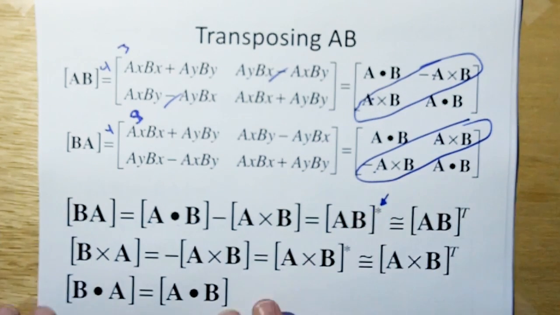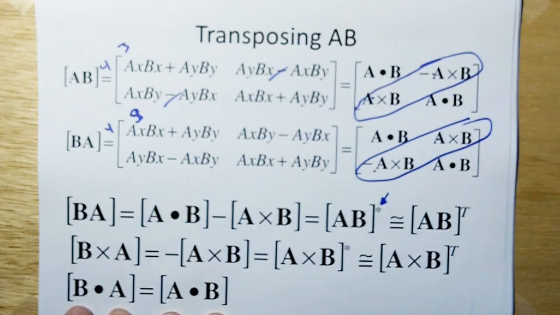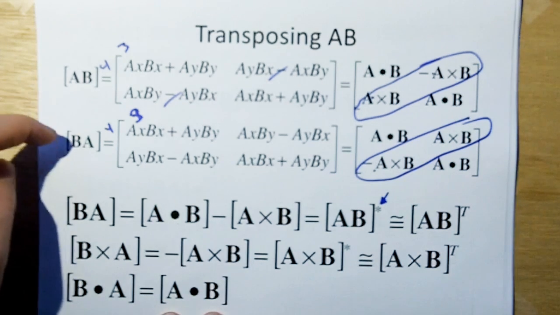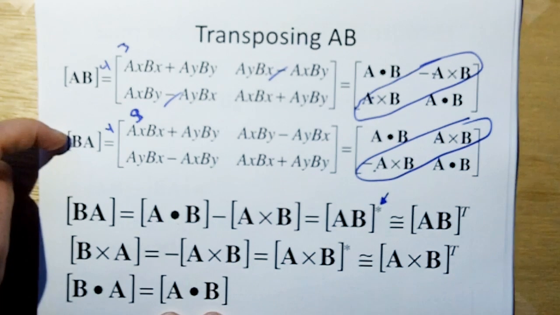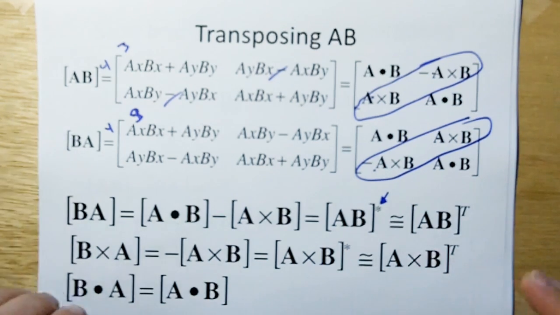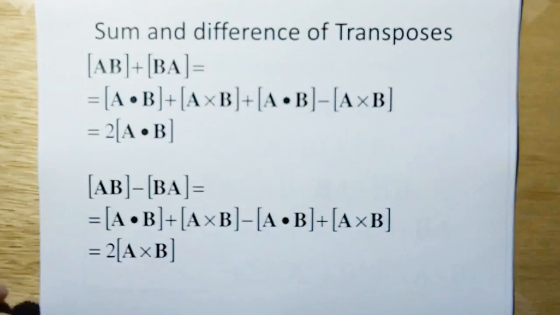And again, another identity we learn is that when you do B dot A, that's the same thing as A dot B. There's no sign difference here. So when you transpose the two vectors, it doesn't affect the dot product. It only affects the cross product. That's basically this slide in a single word.